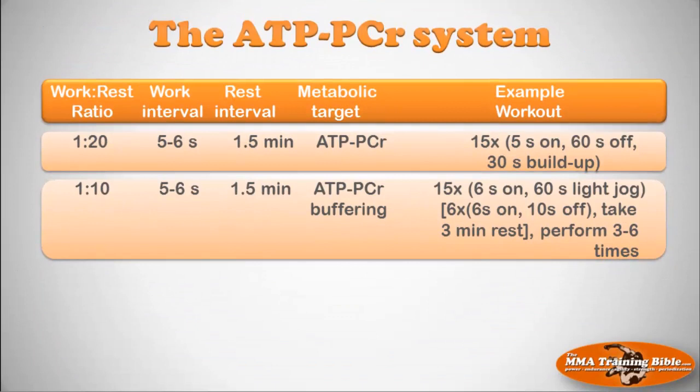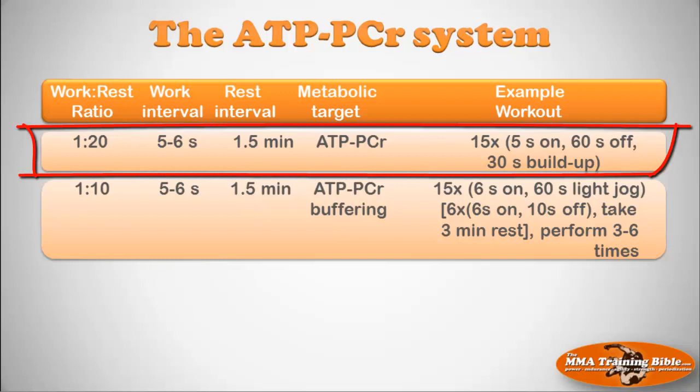Let's talk about how you target the ATP-PCR system. You're going to be using work to rest ratios of 1 to 20. Your work interval length is going to be short, 5 to 6 seconds. Your rest interval, about 1.5 minutes, and ATP-PCR system is your main target. Here's an example workout: 15 times 5 seconds on, 60 seconds off with 30-second build-up.